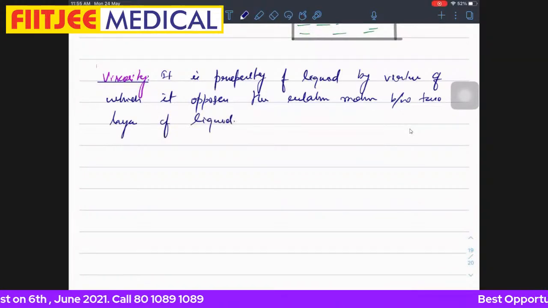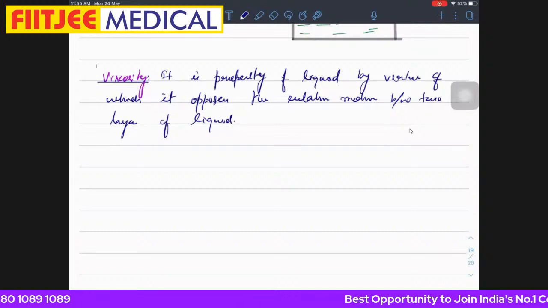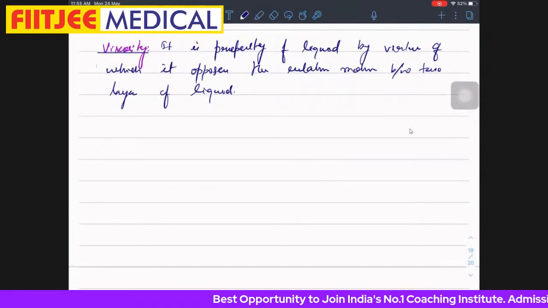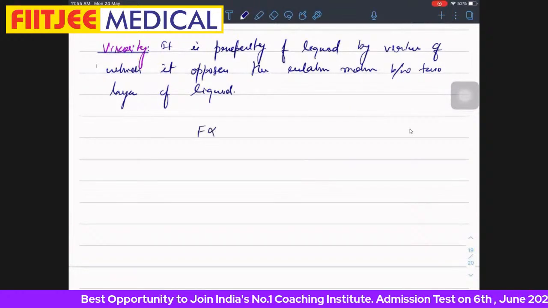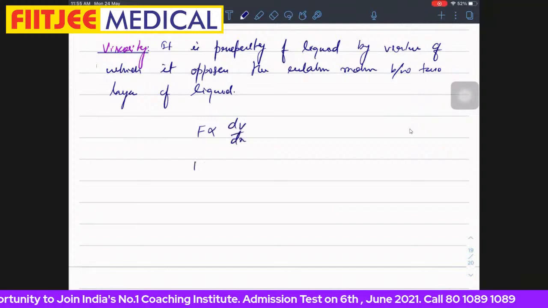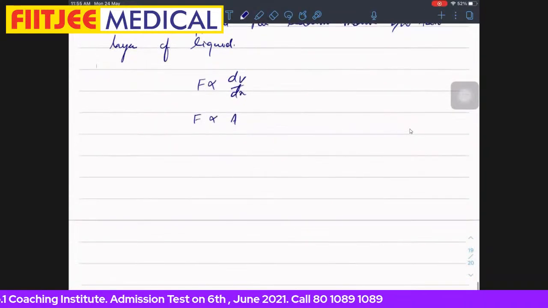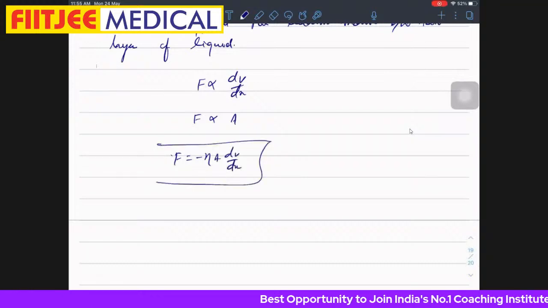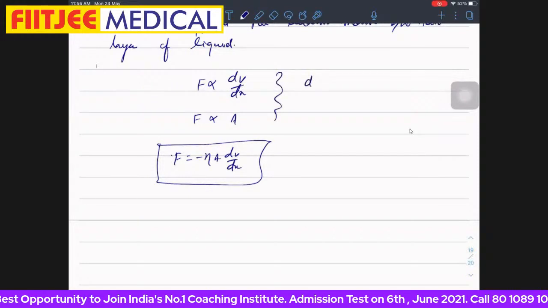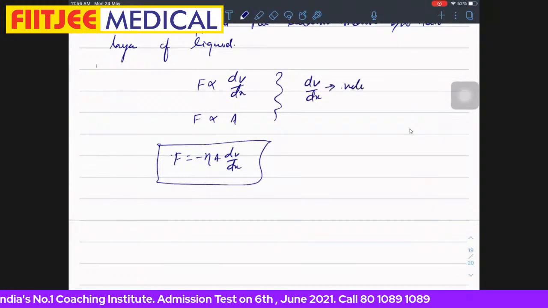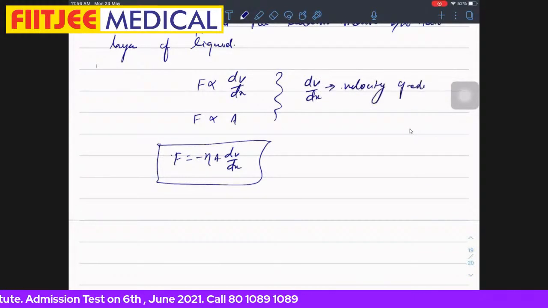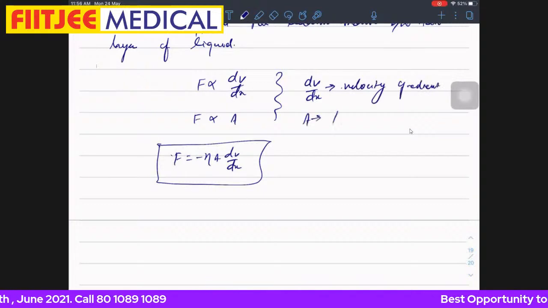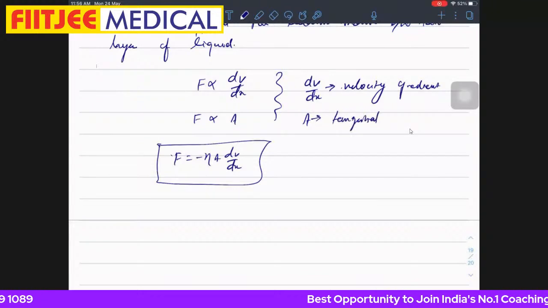Simple idea: when one layer tries to move over the other layer, due to this property of the liquid, it opposes the flow. So here this viscous force is proportional to the velocity gradient. This viscous force is proportional to the area. If we combine these two relations, we get F equals minus neta A into dV by dx. What is dV by dx here? Velocity gradient. Here A is the tangential area.